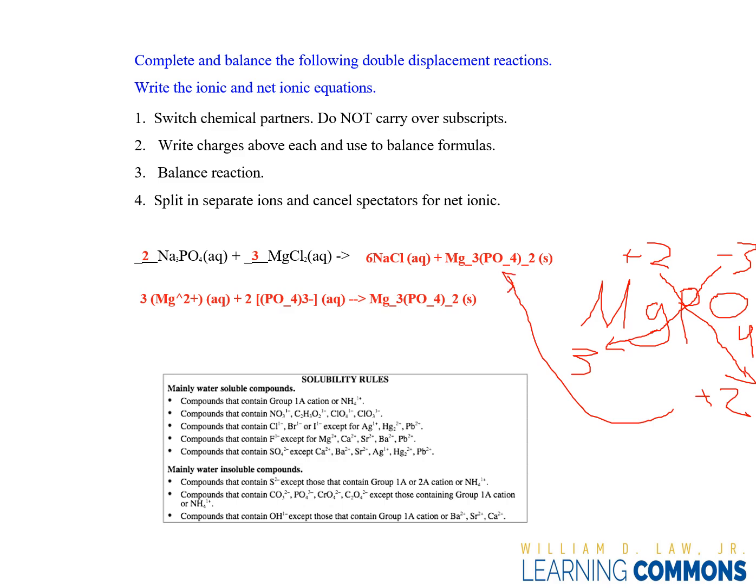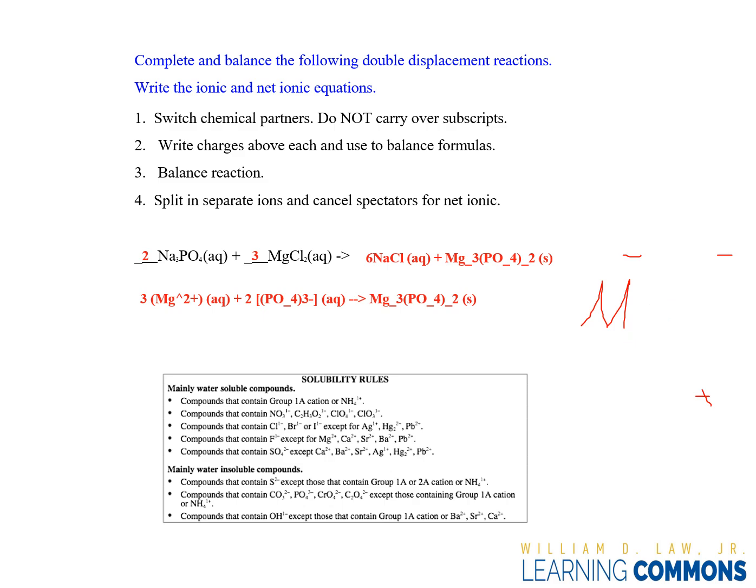This is a polyatomic compound, so I have to put it between two parentheses, and my subscript is 2 just for the phosphate. Balancing a reaction takes more steps, so be careful when you do it, and make sure each element on both sides, reactant and product, is equal.